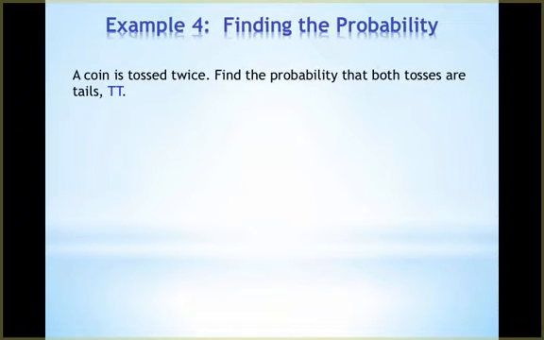So let's look at this one. A coin is tossed twice. Find the probability that both tosses are tails, tails. So if you go back to what we previously did with our first tree diagram, remember that it went like this.